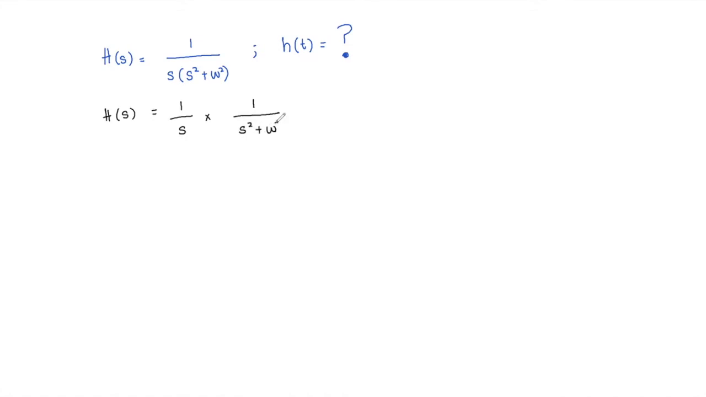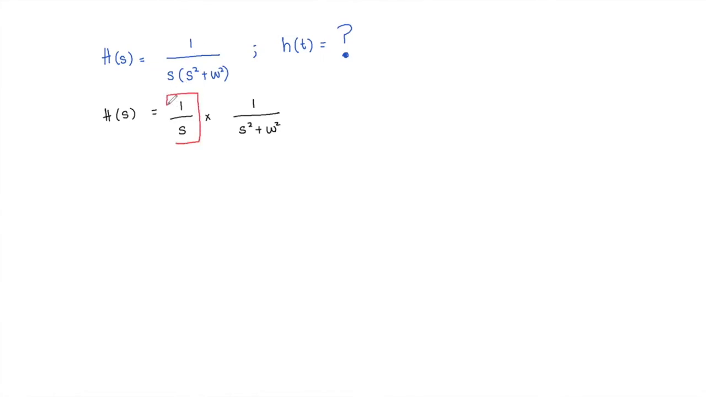Now let's demonstrate with an example. H(s) is equivalent to 1 over s multiplied with s squared plus omega squared, and you're being asked what is the function in the time domain. So here you need to find the inverse Laplace transform. So first thing first, we divide H(s) into two separate components, which is 1 over s multiplied with 1 over s squared plus omega squared.